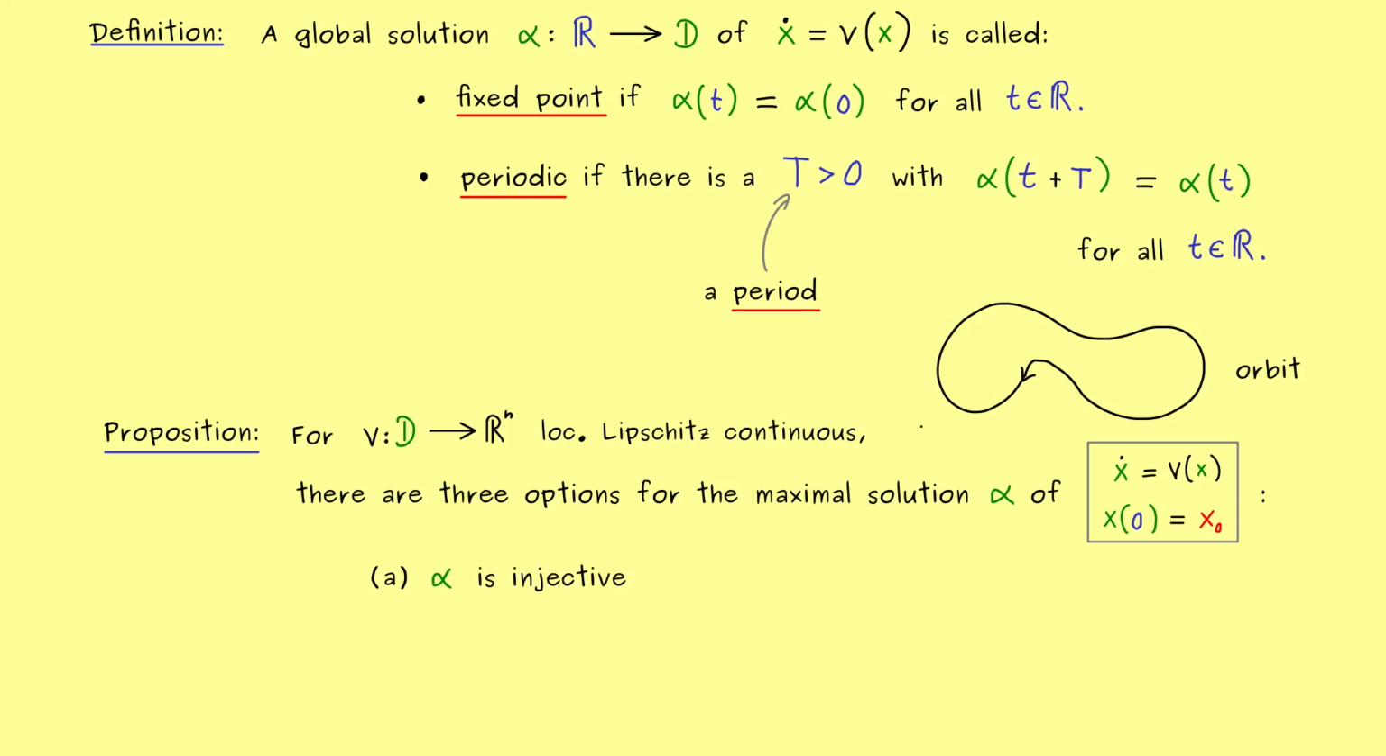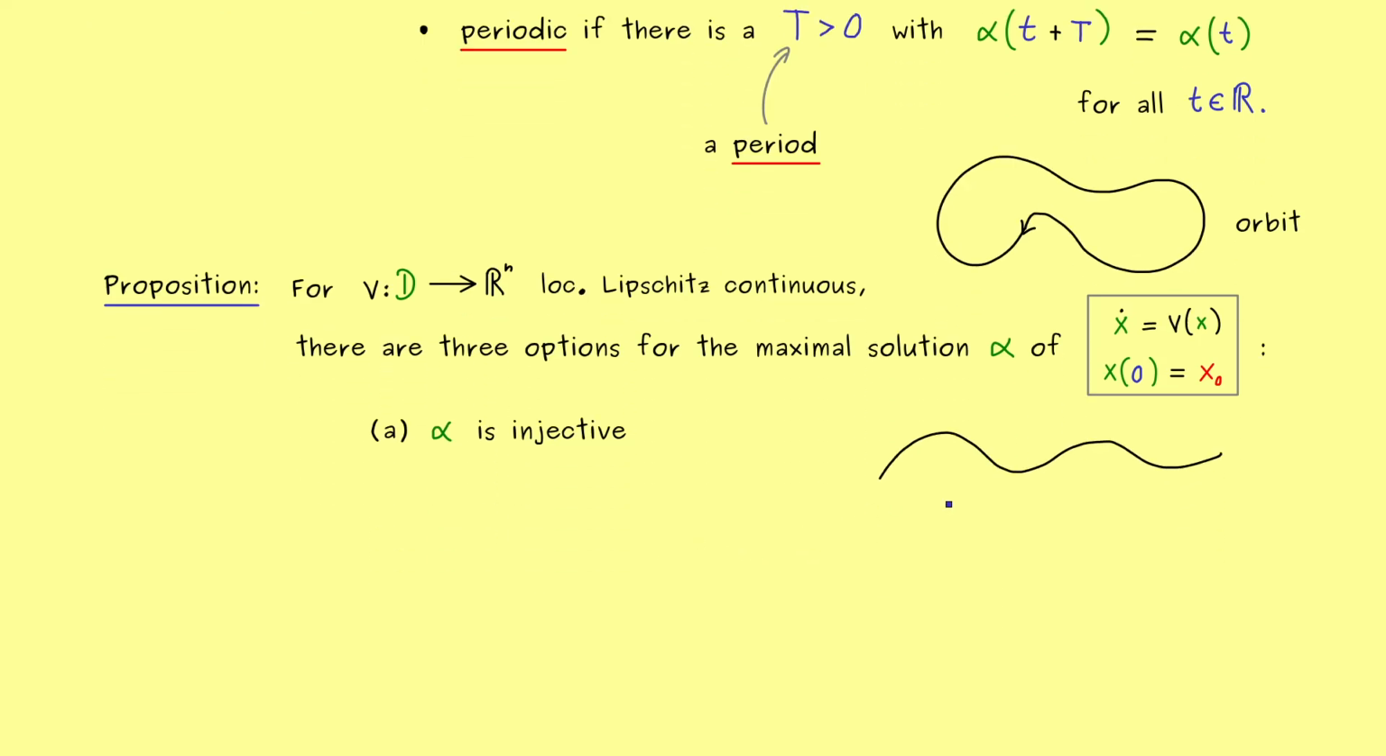We know two orbits cannot cross, so we can have the case that alpha is injective. So this means alpha does not hit a point in D more than once. However, we have also already discussed that this actually can happen. Namely, exactly in the case that alpha is a periodic solution or a fixed point. And this is important to remember because these are all the cases we can have for solutions.